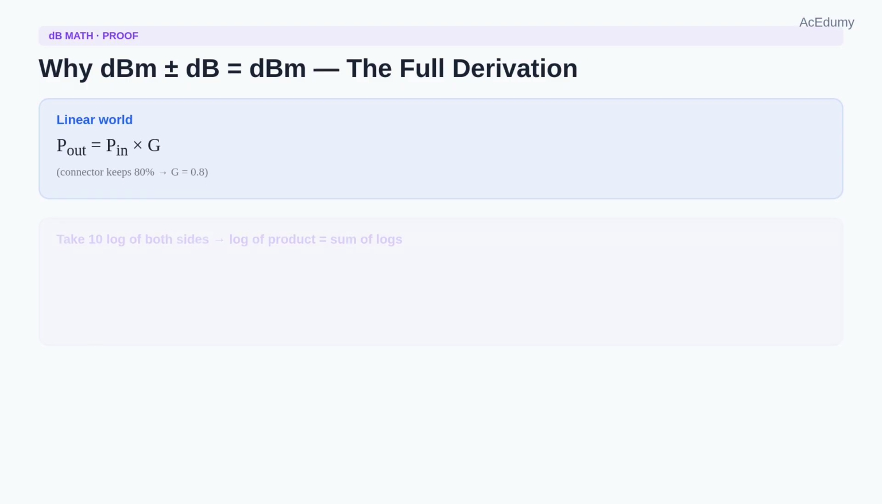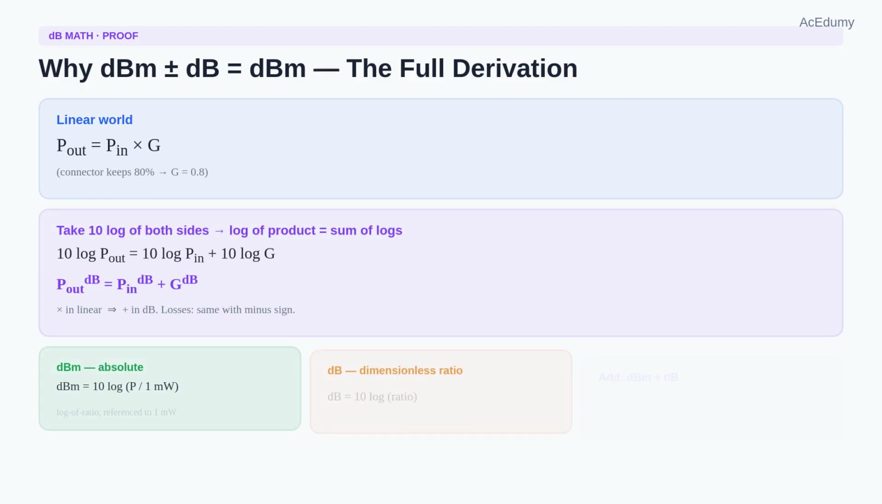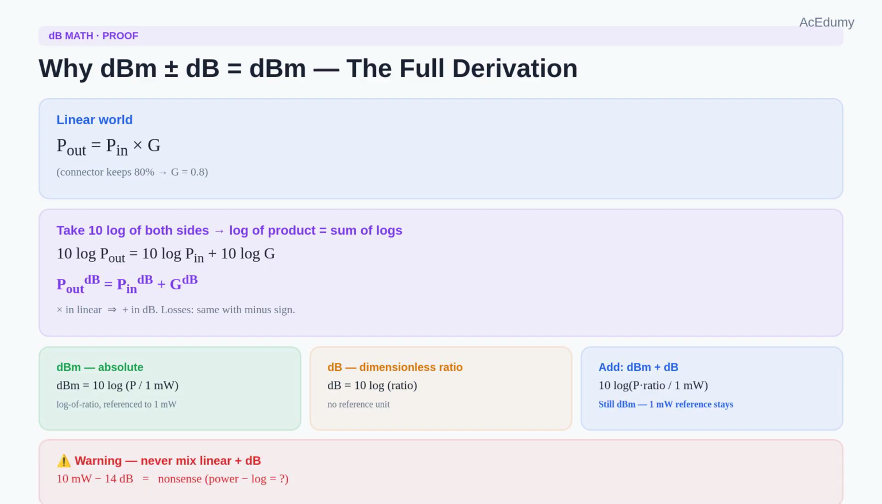Before we plug in numbers, let me show you exactly why the dB arithmetic works. This is the proof that explains why dBm minus dB plus dB gives dBm. In the linear world, a cable or a connector does something simple. Output power equals input power times a loss factor. If a connector lets 80% of light through, output equals input times 0.8. Pure multiplication. Now take 10 times the log base 10 of both sides.